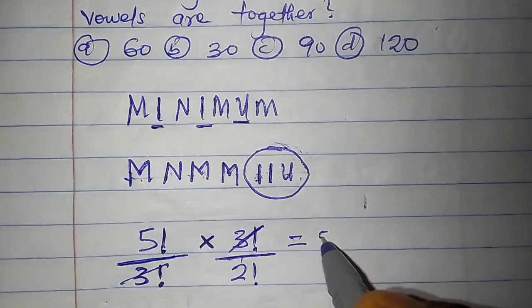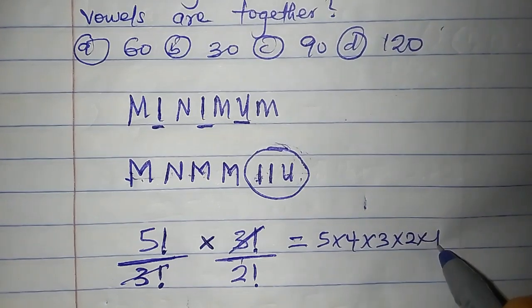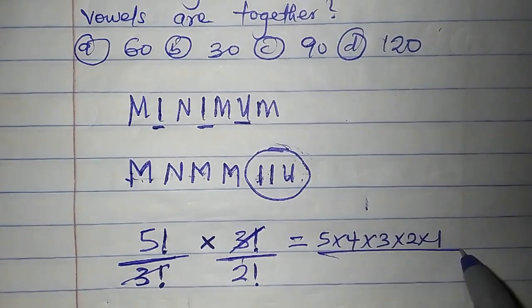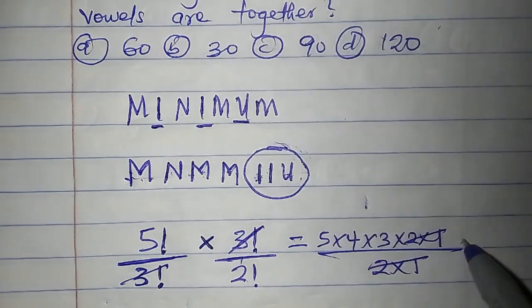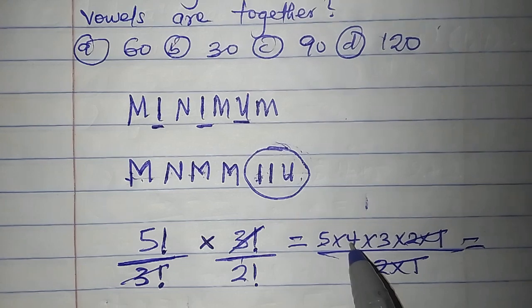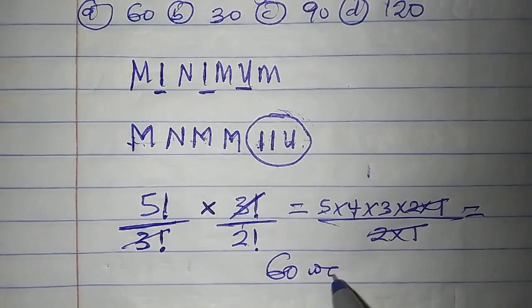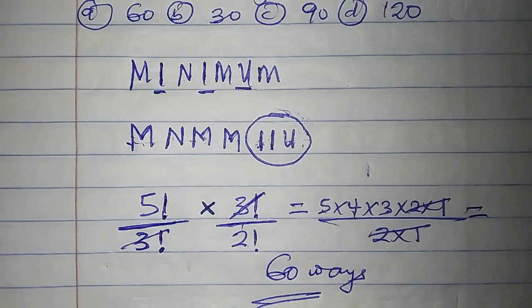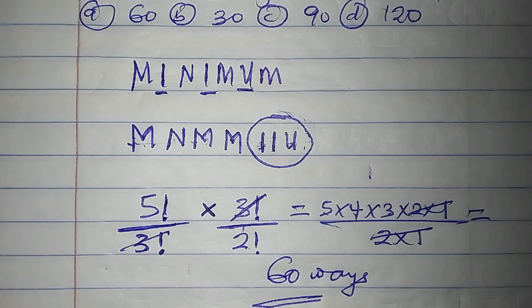And 5 factorial is 5 times 4 times 3 times 2 times 1, then divided by 2 factorial, which is just 2 times 1. 2 times 1 will cancel 2 times 1. What we have left is 5 times 4, 20, times 3, 60. So there are 60 ways of arranging the letters of the word minimum if all the vowels are together.